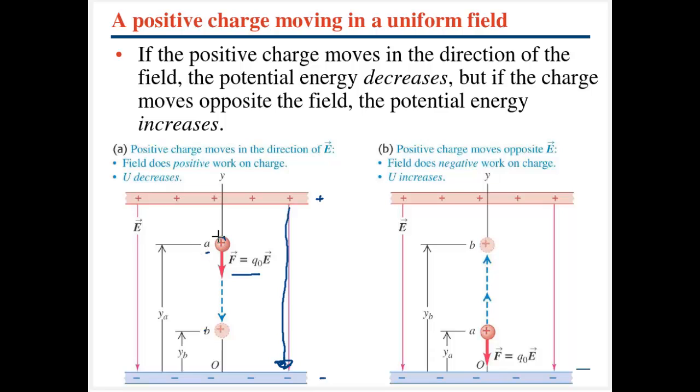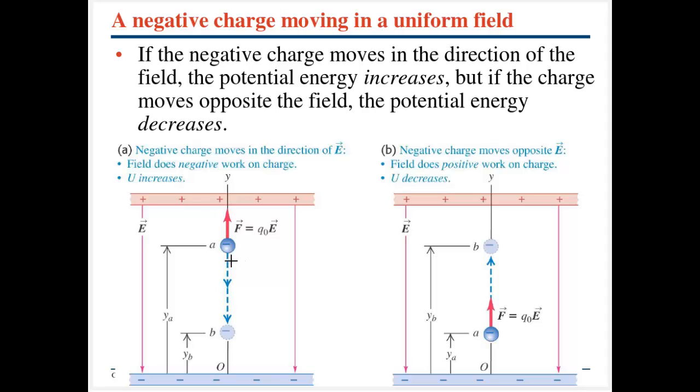If you think about it, right here it's experiencing a very large force away from that positive plate. Down here it's experiencing a much smaller force away from that plate, and so it has less potential to do something. Similarly, if you move it against the electric field, you take the positive charge and you move it up to point B right here. Now it feels a much larger force away from these positive plates, and so it has more potential energy. It's going to spring away from that positive plate with more energy.